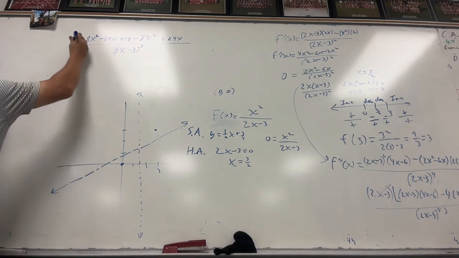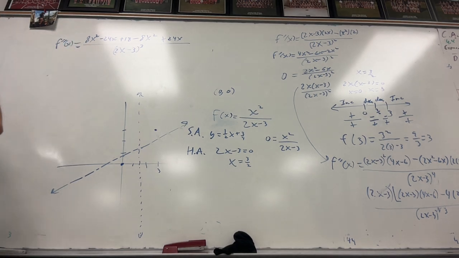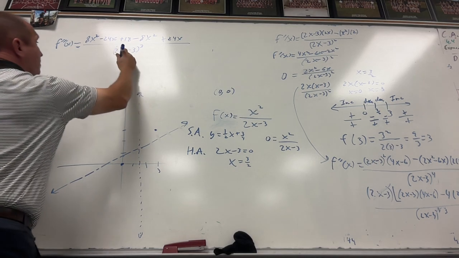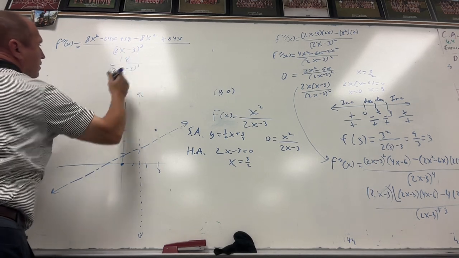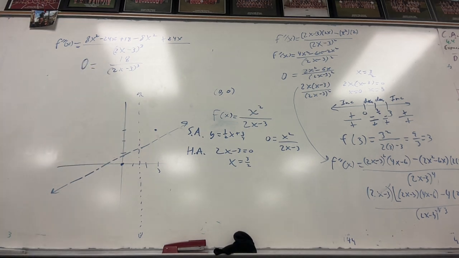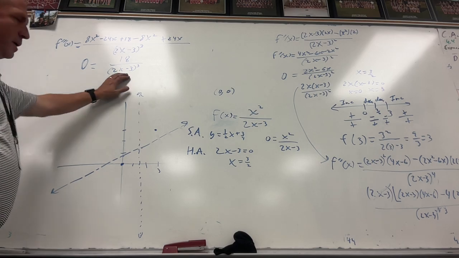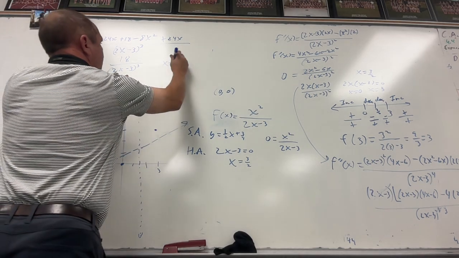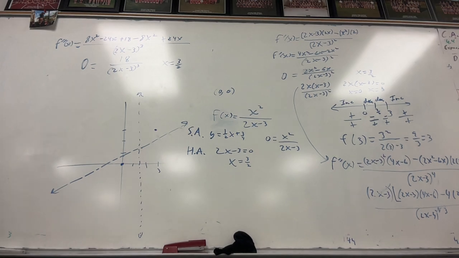Well, it would just have 18 at the top. So you're just left with 18 at the top and 2x minus 3 cubed in the denominator. And we want to consider when that's equal to 0 or when that is undefined. It will never equal 0 because the numerator is 18 and 18 will never equal 0. But again, we get x equals 3 halves. Once you get an asymptote, it's just there to stay.